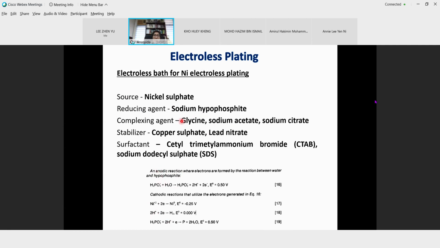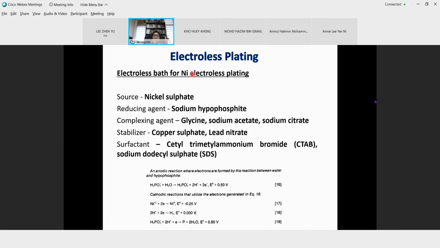Because we are using hypophosphite, you will also have phosphorus deposition on your part. If you don't want phosphorus, you must control the amount of phosphorus. If you want pure electroless nickel, but sometimes people want nickel NiP, nickel phosphorus. So it depends on what composition you want. This is also widely used in electronic parts for PCB.